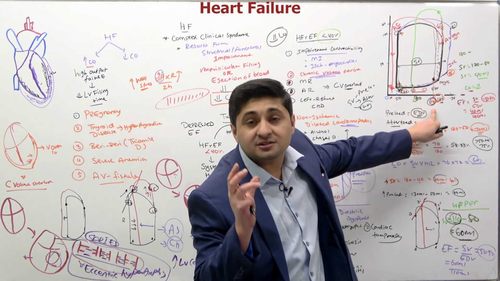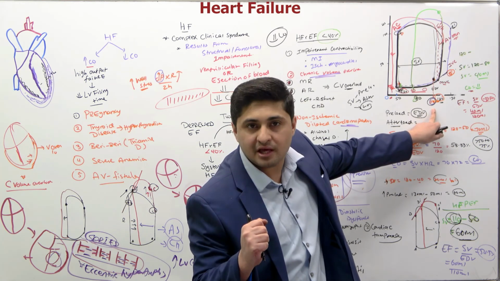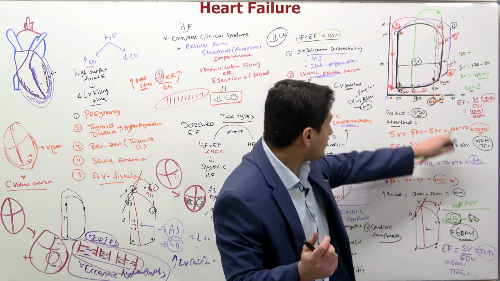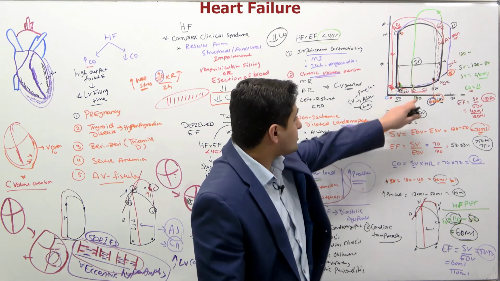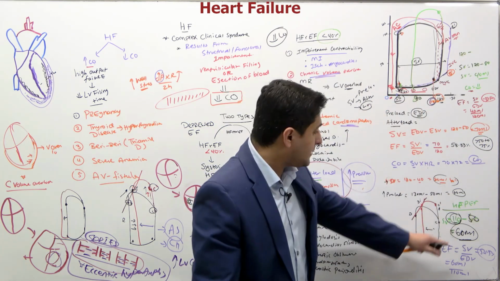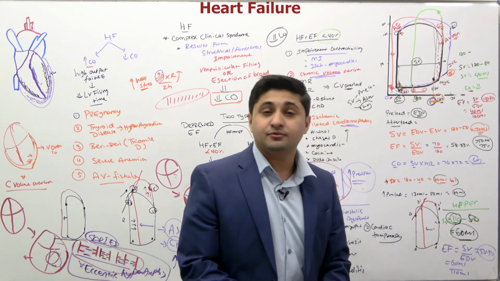But because of the restrictive condition, because of the firm ventricle, it can only hold what? 110 ml of the blood. But still it's able to eject 50 ml of the blood. So 110 minus 50 gives you 60 ml of the blood. This is the end-systolic volume, right? And then by doing stroke volume divided by end-diastolic volume, you get 54.5%.